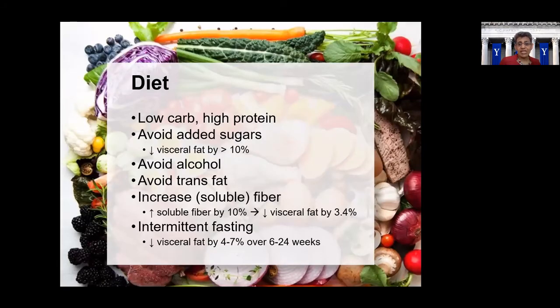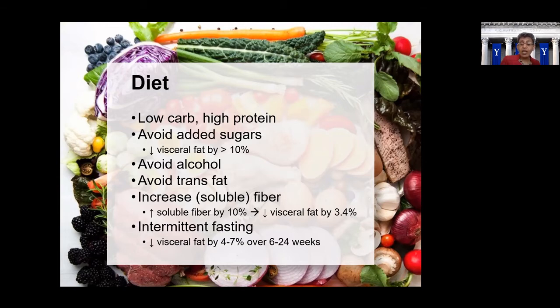So, in terms of your diet, there have been a number of studies that have shown that a low carb, high protein diet can really impact visceral obesity. You want to avoid added sugars. Most added sugars are about 50% fructose, and there was a study that simply exchanged fructose with starch of equal caloric value. So, in other words, they kept the number of calories the same, but they just traded out the added sugars for starch. And what did they find? They found that they could reduce visceral fat by 10%.